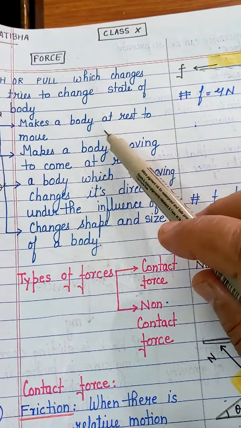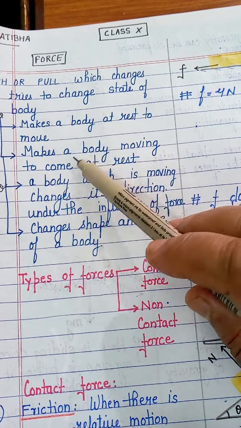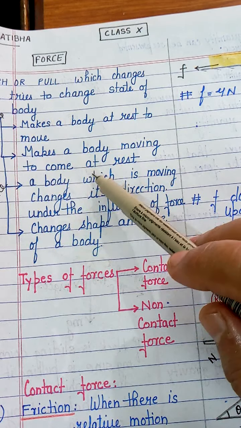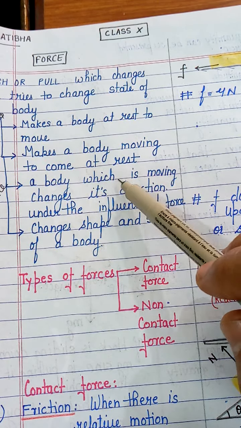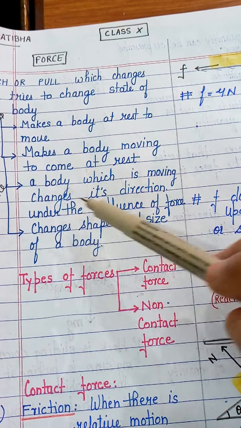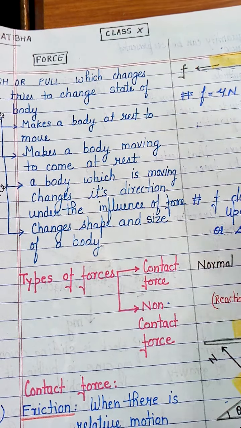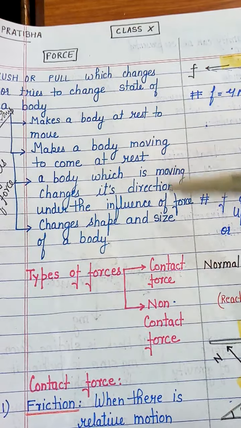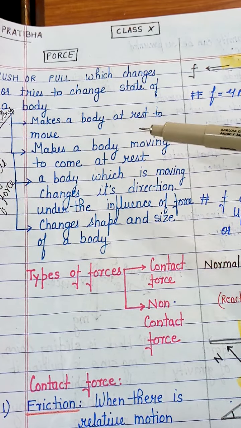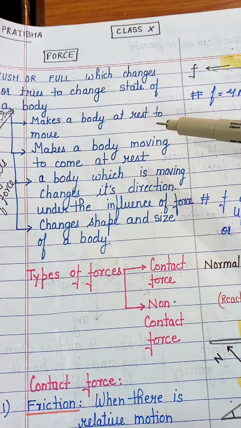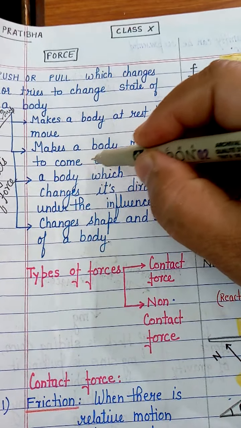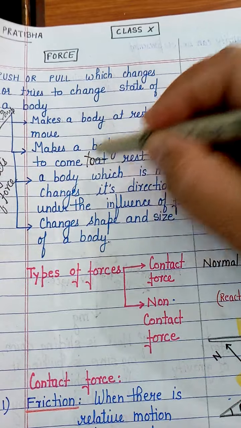So force makes a body which is at rest to move, makes a body which is moving to come to rest, and a body which is moving, force changes its direction, and force changes the shape and size of a body. So note down all the 4 effects of force. Completed? Let me move to the next point.